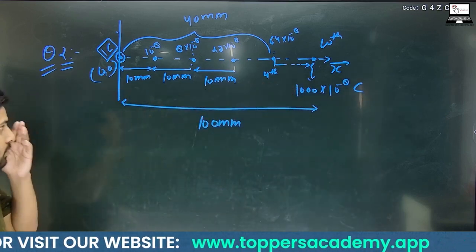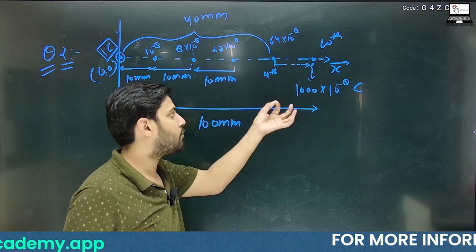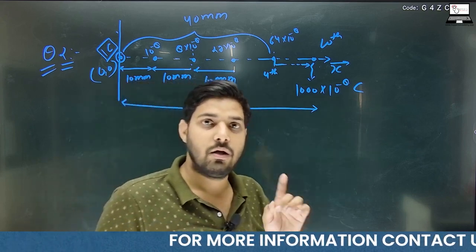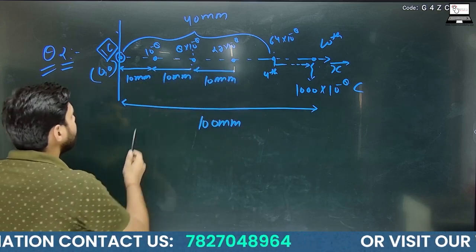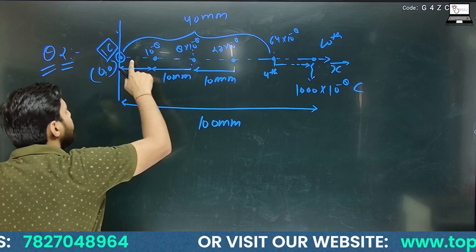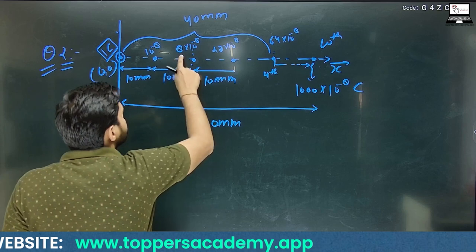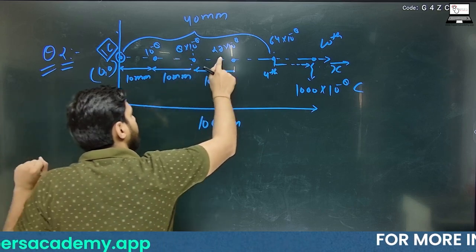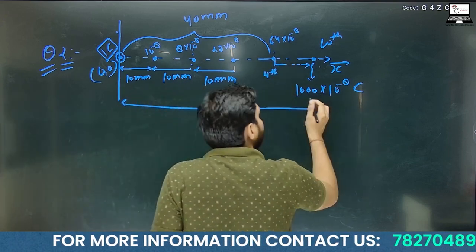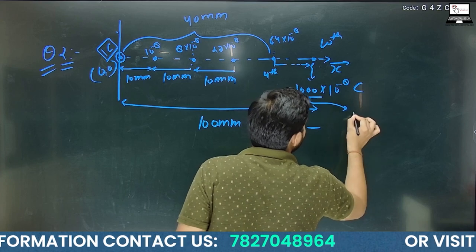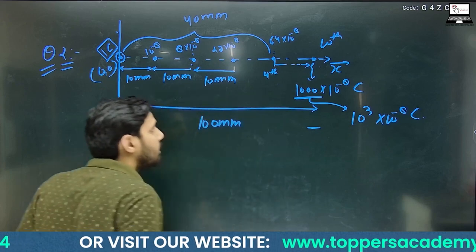Clear? Sir, how will we solve it? You have given the charge to the 4th. What about 5th, 6th, 7th, 8th and 9th? Here comes observation. You can see first charge is 1 into 10 to the power minus 8. What about this? 8, 2 to the power 3. What about 27? 3 to the power 3. This 4 to the power 3. And by this, when you come to 10th, you will get 10 to the power 3 into 10 to the power minus 8 coulomb. Clear?